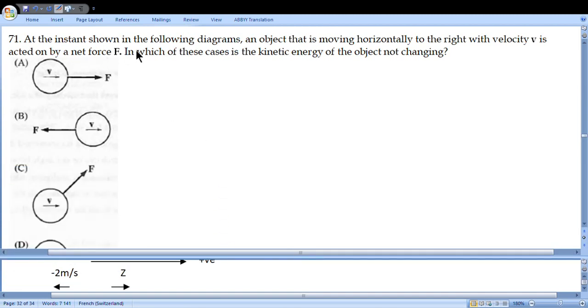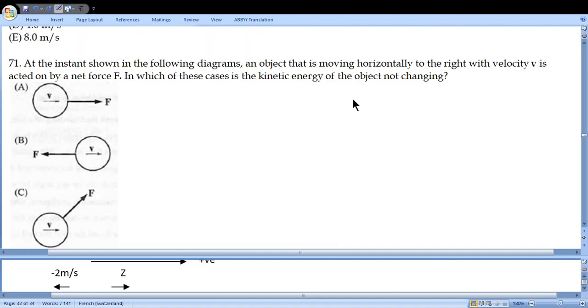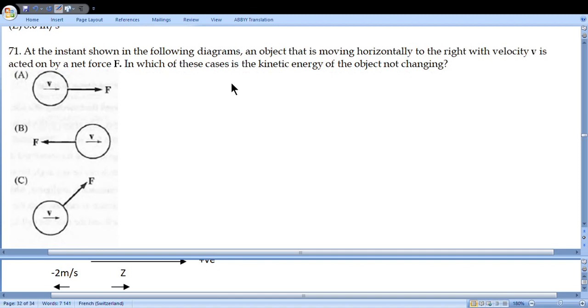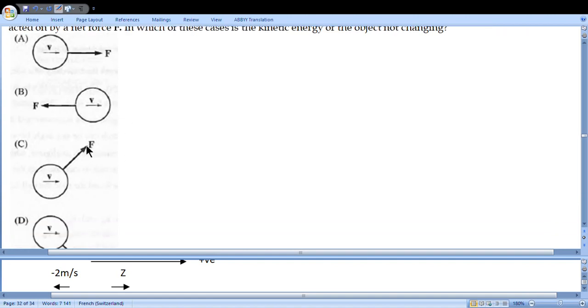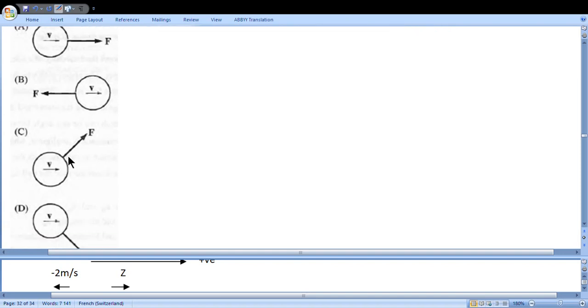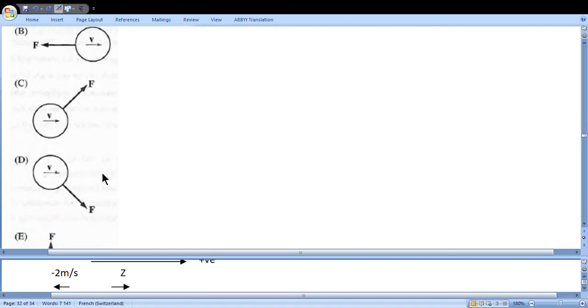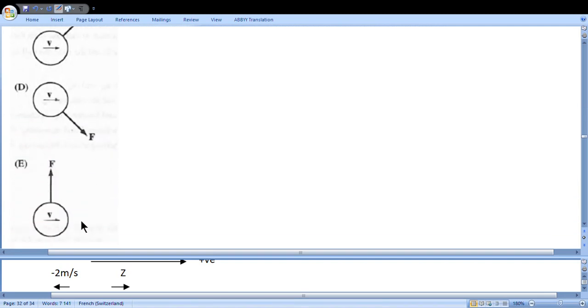In the instances shown in the following diagrams, an object that is moving initially to the right with velocity v is acted upon by a net force. In which of these cases is the kinetic energy of the object not changing? Here the object speeds up, here the object decelerates, here partly speeds up because we have some component along the direction. Here it speeds up. Only here, when the angle is 90 degrees, is there no change in velocity.